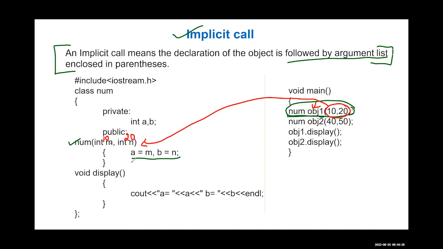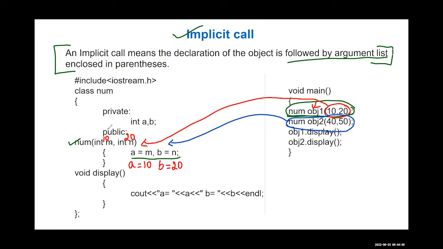I am saying a is equal to m, so a is going to become 10. I am saying b is equal to n, so b is going to become 20, isn't it? Now next line, what is happening in the next line? Next line is saying num object2 of 40, 50. Now what is happening here? Again, the value is going to come here.